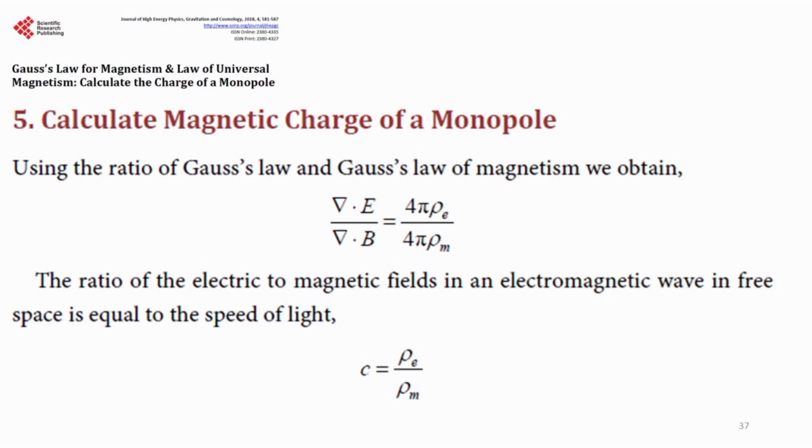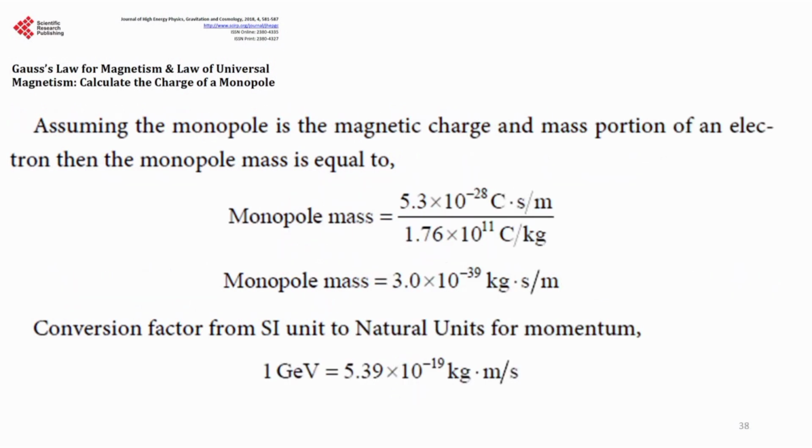Now this is the next calculation he does. And here you can see he uses Gauss's law, the electric and magnetic law. And you obtain this, the ratio of the electric to magnetic fields in an electromagnetic wave. So this is something quite interesting.